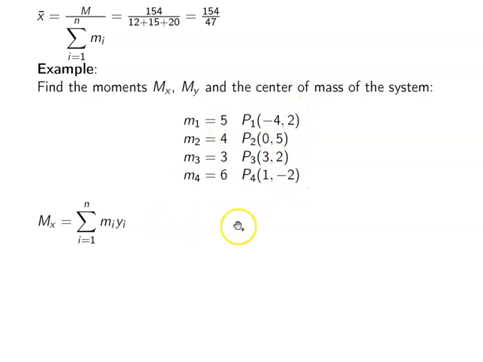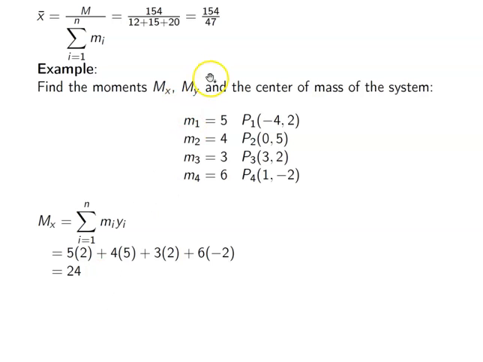So I'm going to have 5 times 2 plus 4 times 5 plus 3 times 2 plus 6 times -2. Okay, so that's 10, 20, right? So that's already 30, and then 6 and -12, so -6 basically. So 30, and then this is -6, so 24.